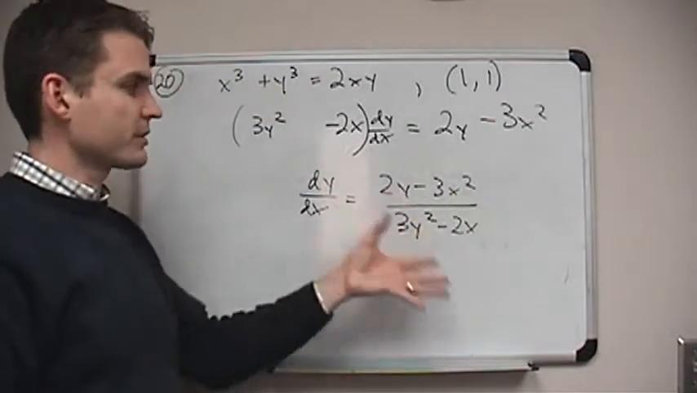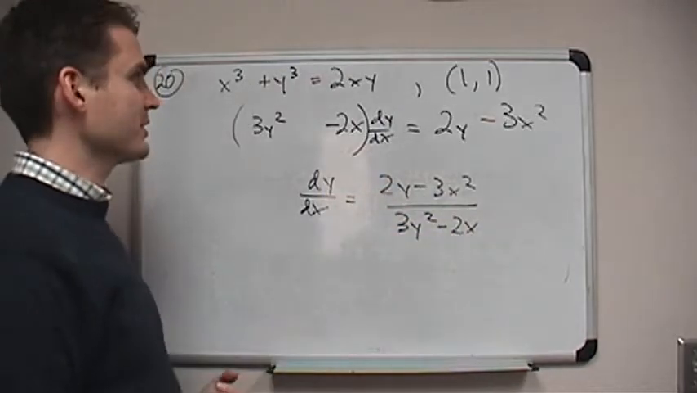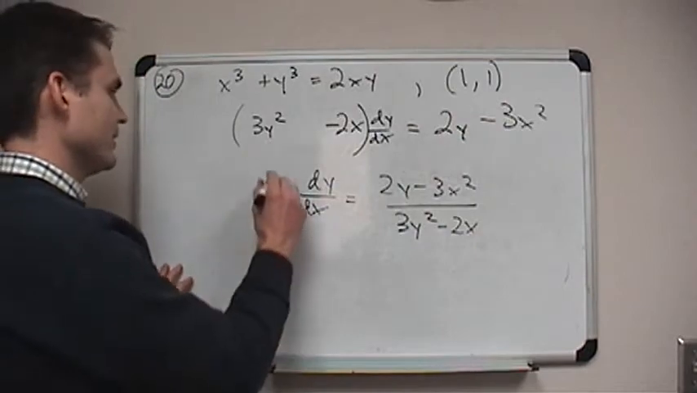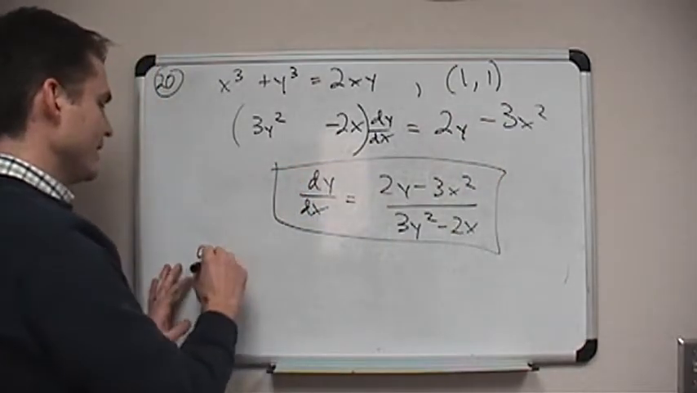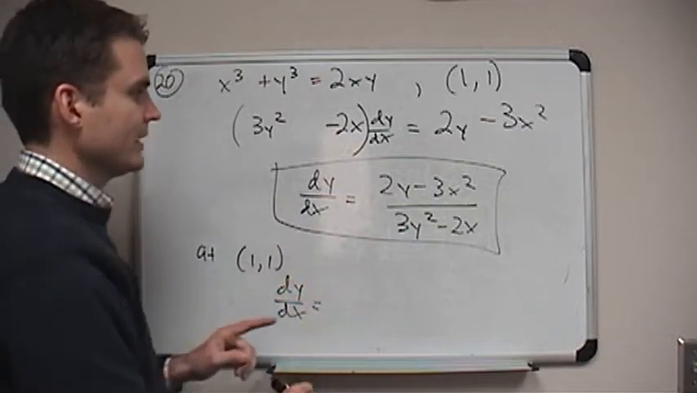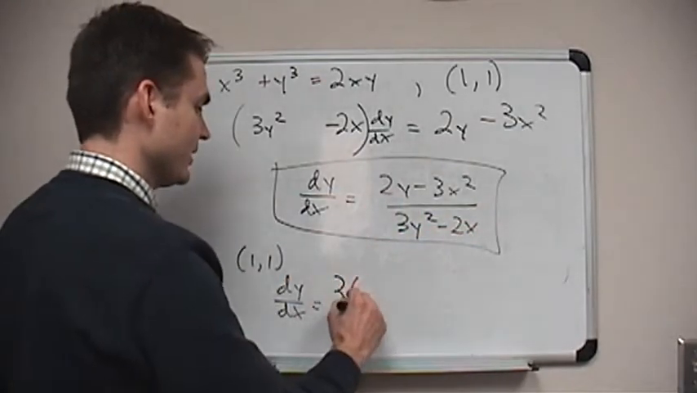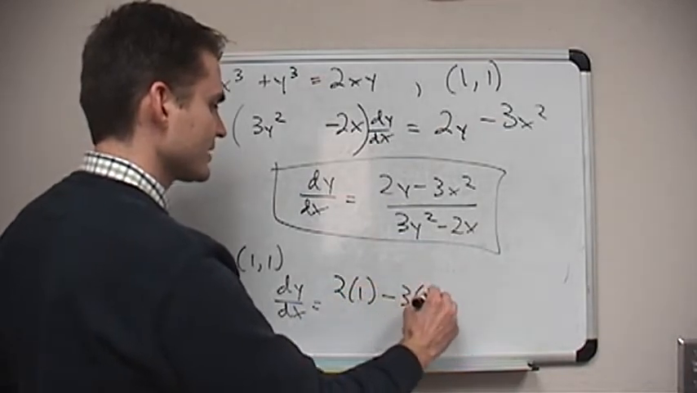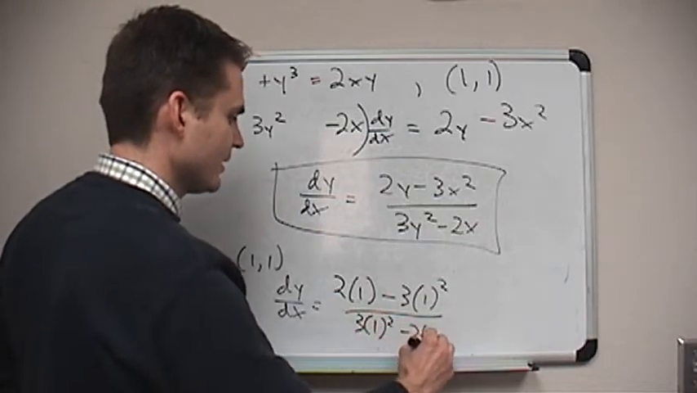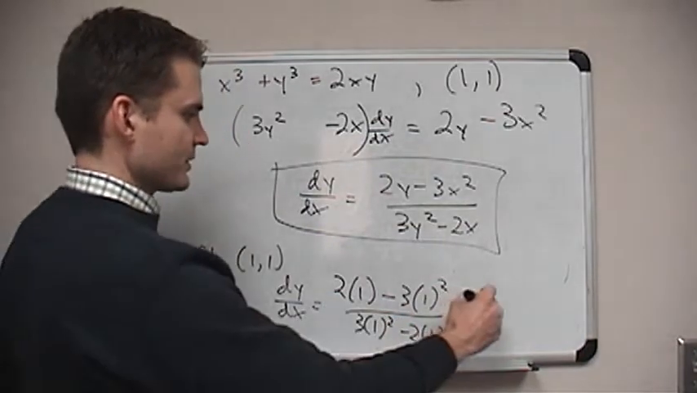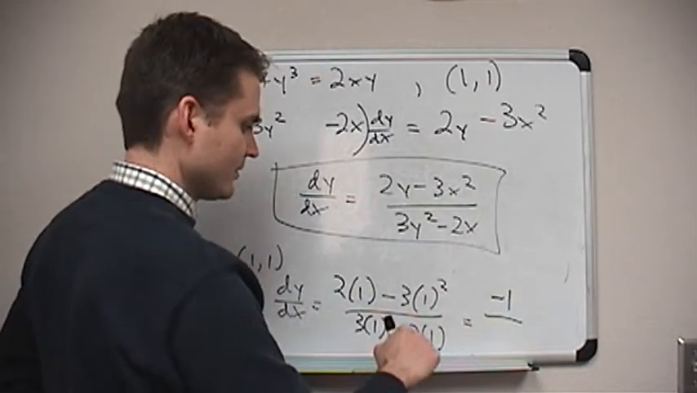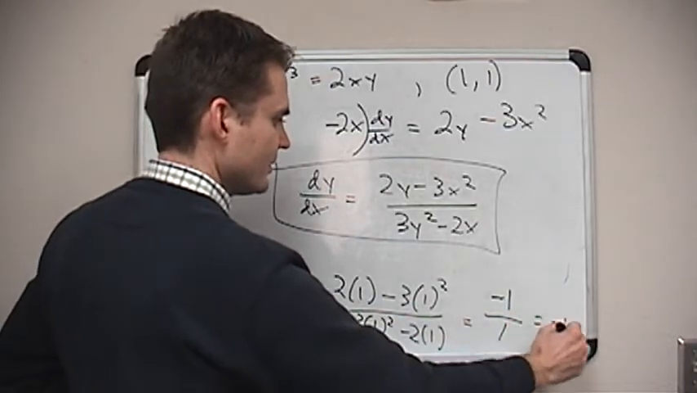So that's the derivative of y with respect to x. It's, as usual, an expression involving both x and y, since we're doing an implicit derivative. But we're asked to find this slope at the point (1, 1). So this is sort of part A, but at the point (1, 1), we can figure out what the slope is going to be. We can just put 1 in for x and 1 in for y. So we get 2 times 1 minus 3 times 1 squared, over 3 times 1 squared minus 2 times 1. This is 2 minus 3, so negative 1, over 3 minus 2, which is 1. So negative 1.